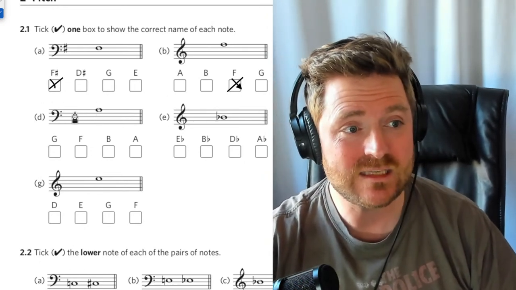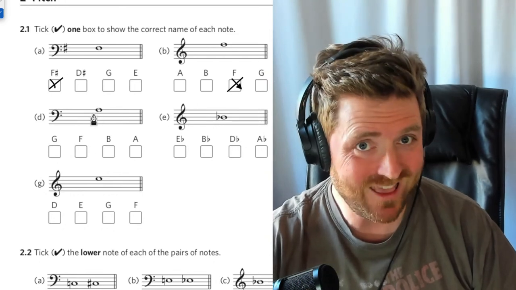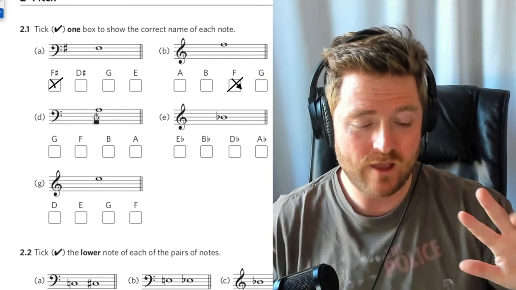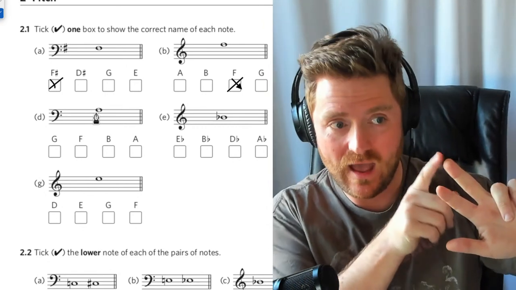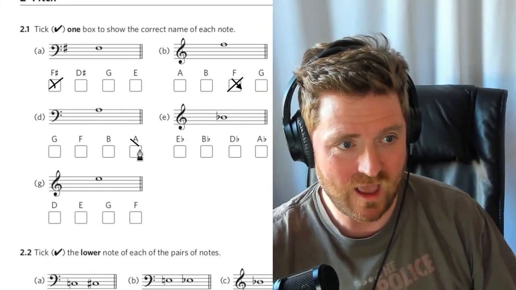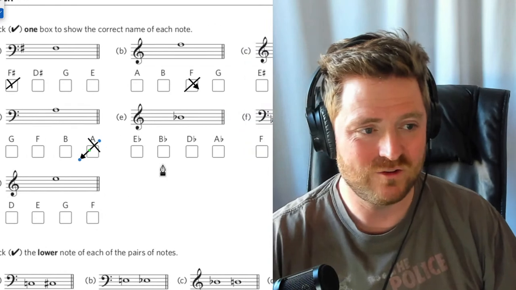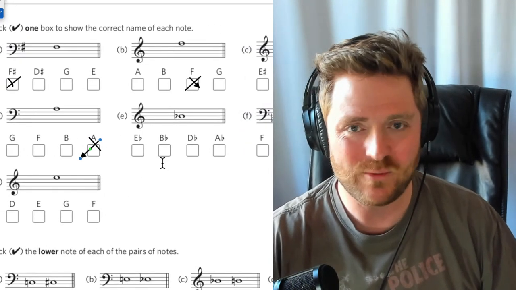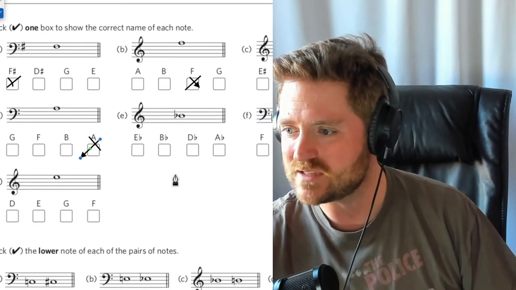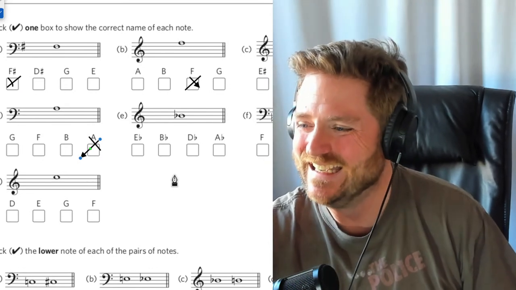So if it's sitting on the fourth line up, which is an F, if we go up from an F, F, G, A. This is an A. Okay, great. Well done, everybody. How are we getting on? Anna's saying, finished, let's see how I did.